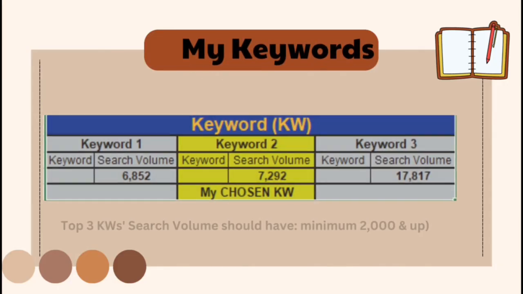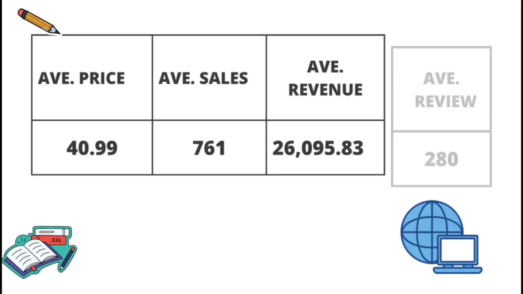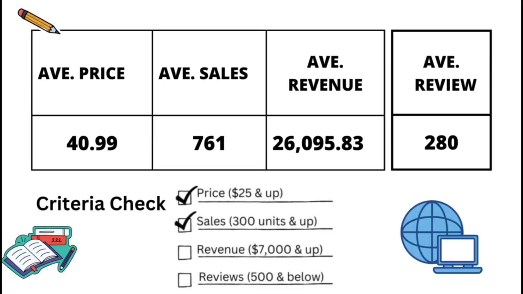With my chosen product, I've selected 3 keywords. My first keyword, I have 6,852 search volume. My second chosen keyword, I have 7,292 search volume. And my third keyword, I have 17,817 search volume.